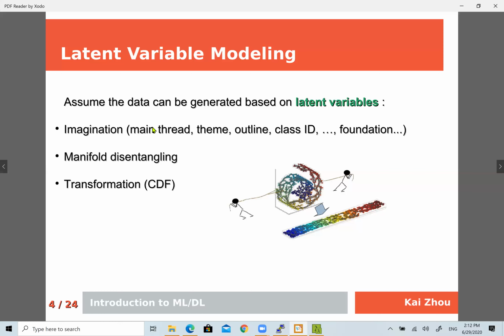And later, we will use the example of handwritten digit generation.